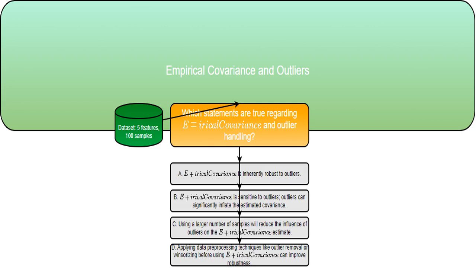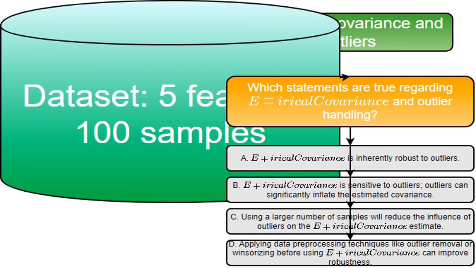I'm talking about how scikit-learn's EmpiricalCovariance handles data, specifically whether it's good at dealing with unusual data points, or outliers. It's a crucial concept in statistics because outliers can really mess up your analysis. We're working with a specific dataset. It has 5 different characteristics, features, for each of the 100 individual pieces of data, samples. Think of it like having 5 measurements on each of 100 people, like height, weight, age, blood pressure, and so on.